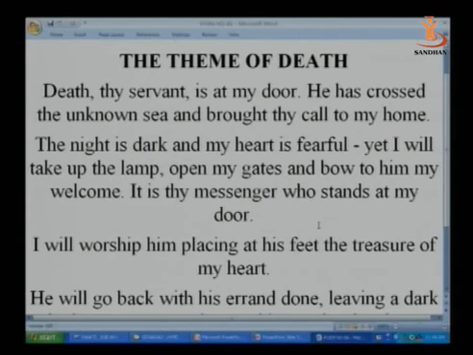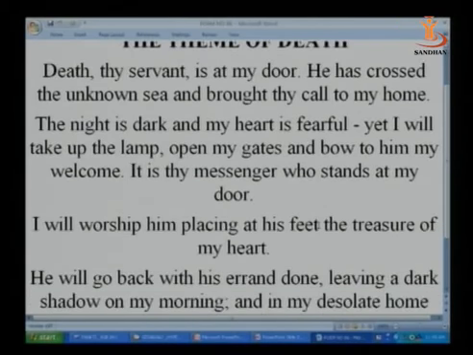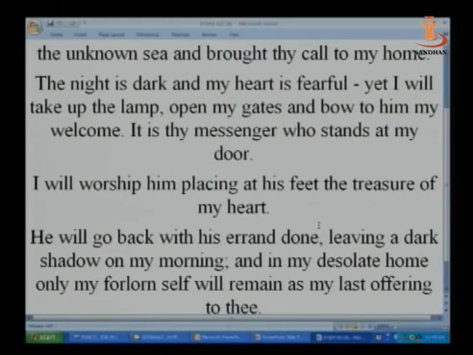Now this is a very profound attitude to death which the poet is expressing here, and he says that the messenger will come and do his job and go away, leaving a dark shadow on my mourning and my desolate home. Only my forlorn self will remain as my last offering to thee.